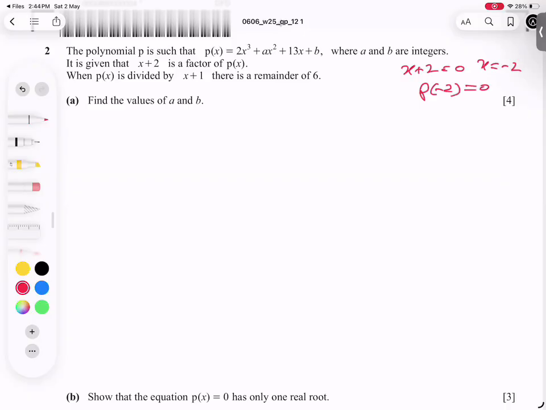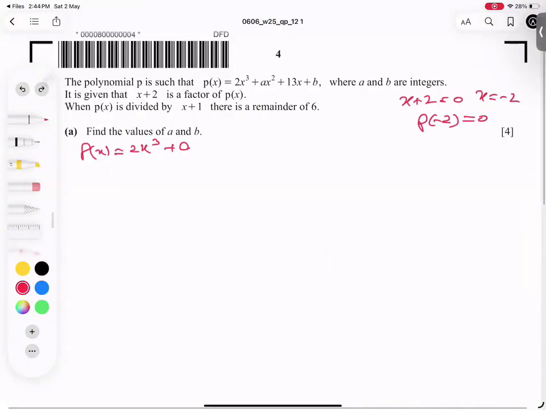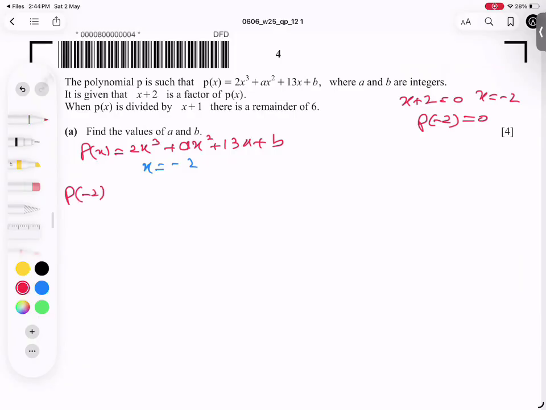So let's start. 2x cube plus ax square plus 13x plus b. I'm replacing every x by what? -2. So replacing on the left side -2, replacing on the right side also -2. And this is 0. Why is it 0? Because he said the word factor.